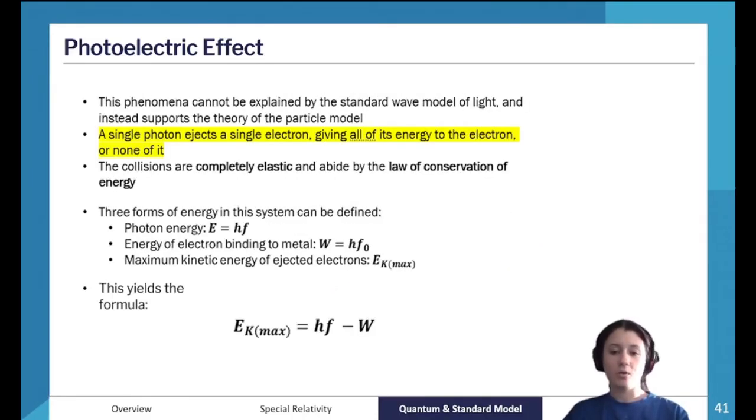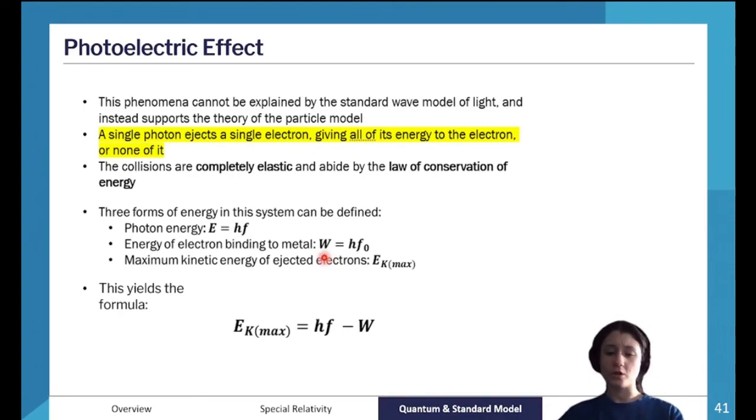So, this is how the photoelectric effect showed that light behaved as a particle in this instance. Now let's go over a few of the formulas that you need to be aware of. The first one is that the energy of the photon is equal to hf. The energy of the electron is what we call W, or the work function. This is how much work or effort it takes for the electron to jump out of the metal.